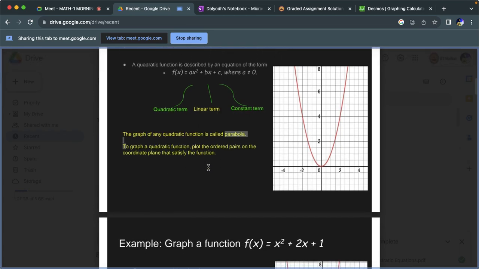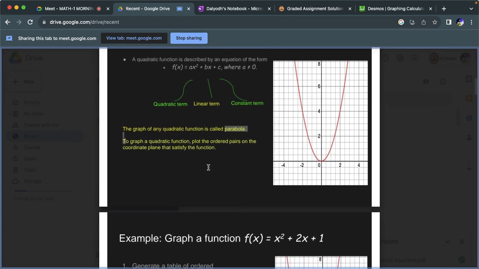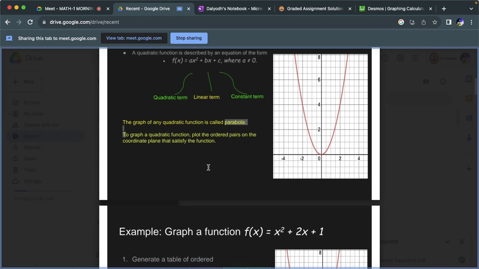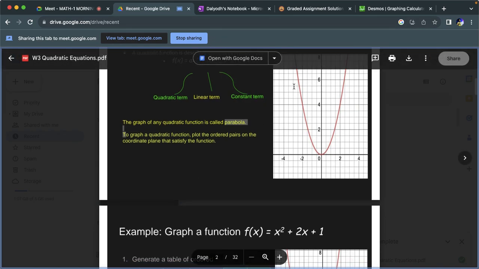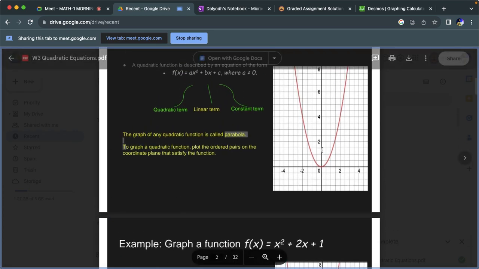So the graph of a function is called a parabola. Everybody knows what a parabola is, right? So this is a parabola, right? And if we draw it toward the negative side, downside, then it's also a parabola. Okay, this is also a parabola.